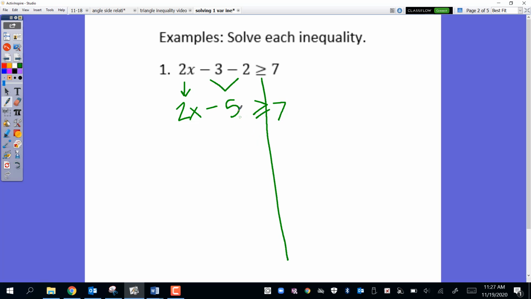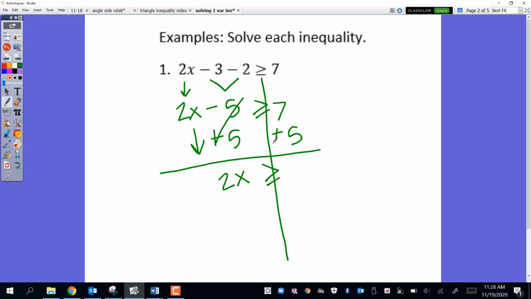Okay. Next step, I got to move all my x's to one side. Oh, my x's are already alone. And I got to move my regular numbers to the other side. So when I move something to the other side, I do the opposite sign. So I'm going to +5. This cancels. 2x drops down. I did not divide in this step, so the symbol stays. 7 plus 5 is 12.